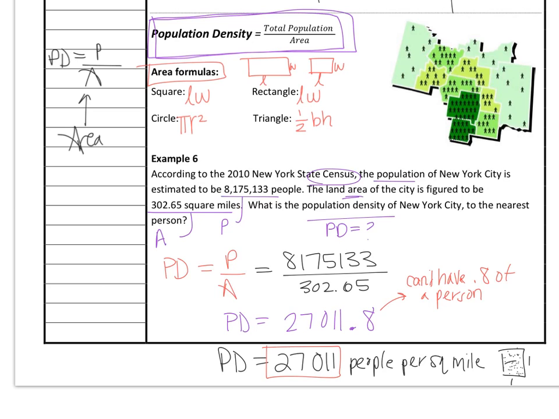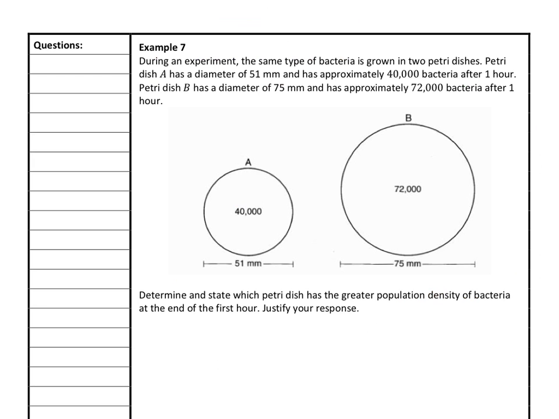Okay, on the next page, we're going to see a Common Core question, and that's our last one. During an experiment, the same type of bacteria is grown in 2 Petri dishes. Petri dish A has a diameter of 51 millimeters. So this is the diameter down here. Let's just calculate the radius because we know we're probably going to need it anyways. Cut that in half and we get 25.5.